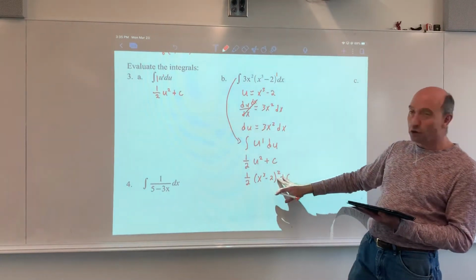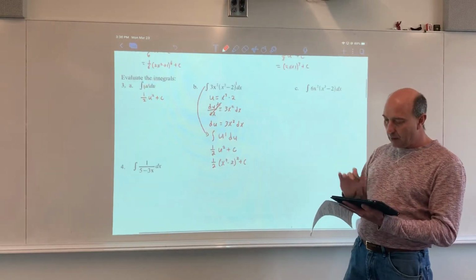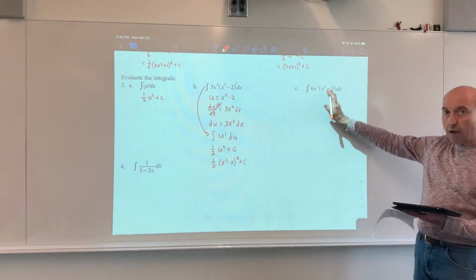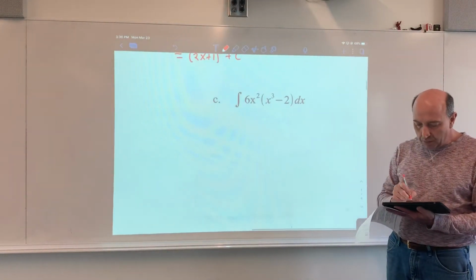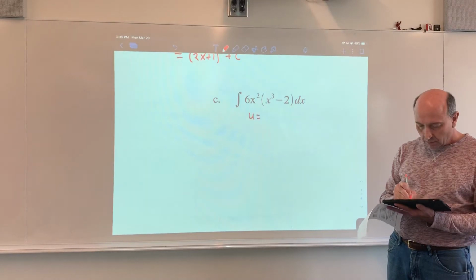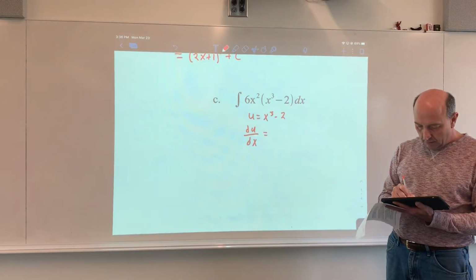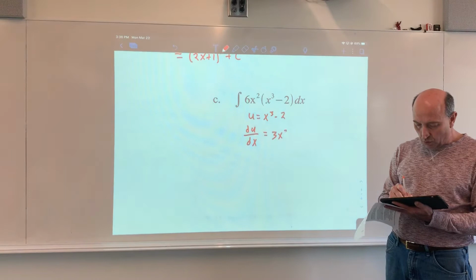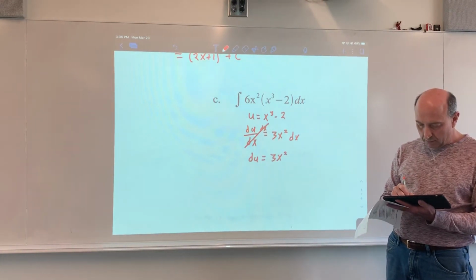Now here, there was no minor drawback. So the third problem, there'll be a minor drawback. So let's take a look at that. Let's let u equal the inner formula, x to the third minus 2. The derivative of u with respect to x is 3x squared. Multiply both sides by dx, and du is 3x squared dx.